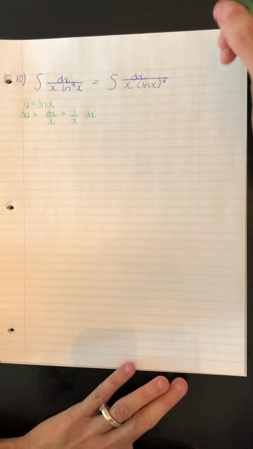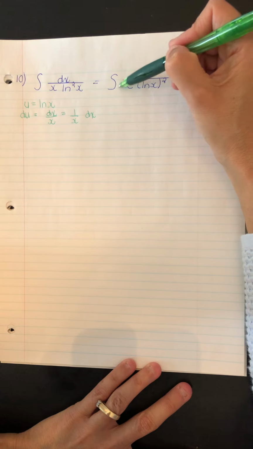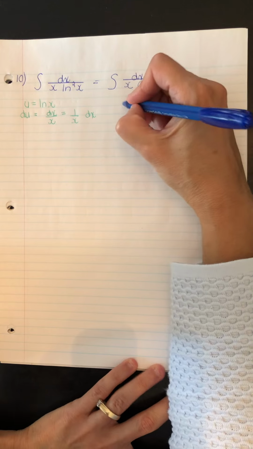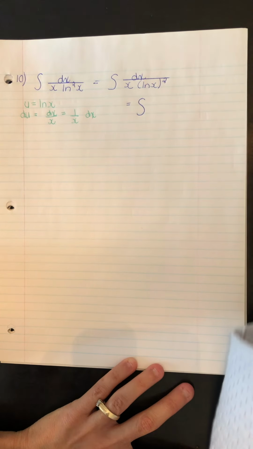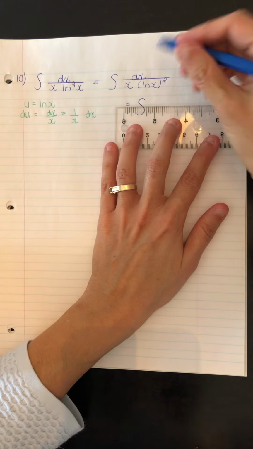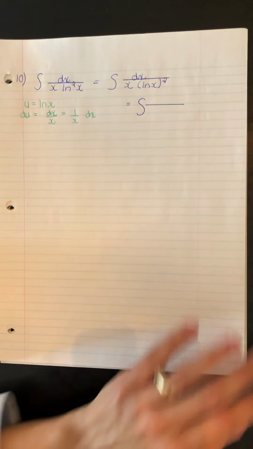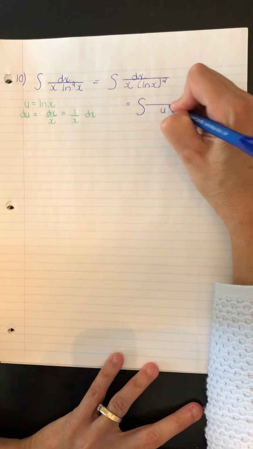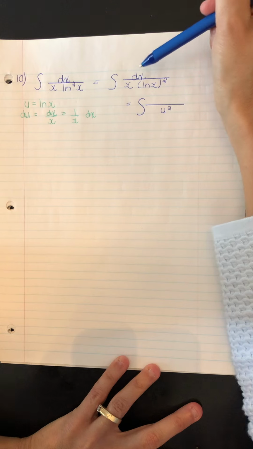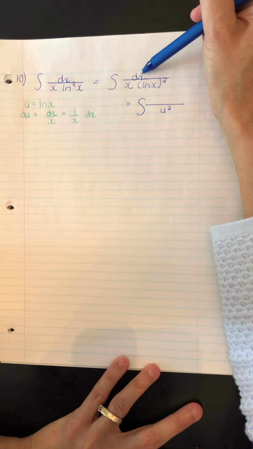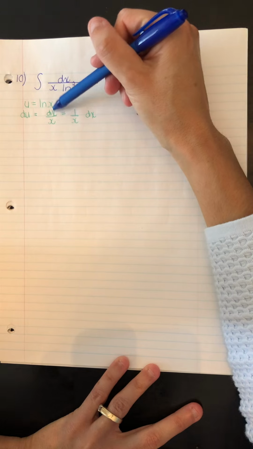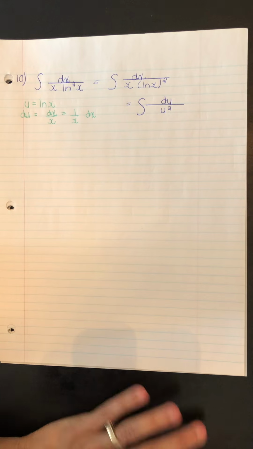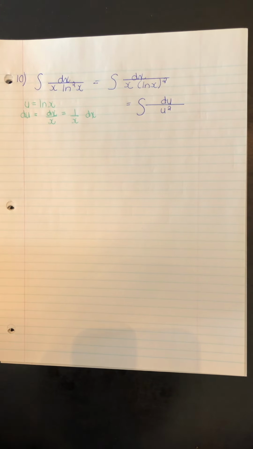And interestingly enough, we have that here, right? We have dx over x. So what does that mean? That means when we rewrite this integral, we can start with this part. This is u squared, and it's in the denominator. And then the dx over x portion is exactly equal to du. So now we have this. We simply have the integral of du over u squared.